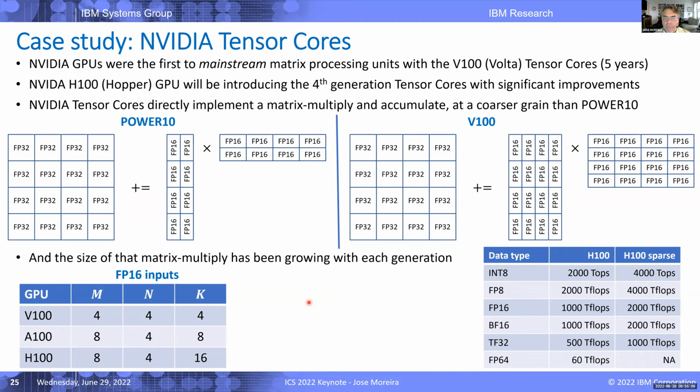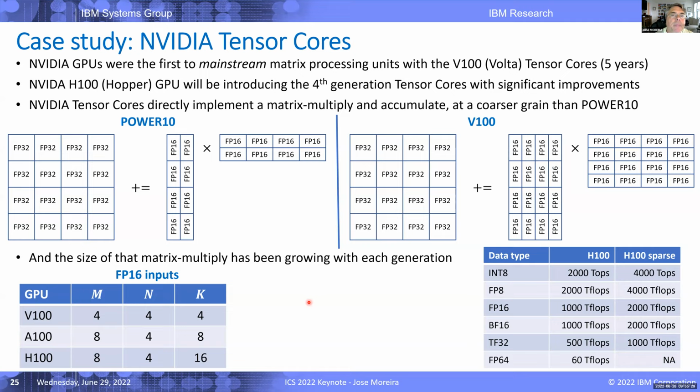So they've gone through multiple generations. They say the Hopper, which is the H100, will be the fourth generation. I couldn't figure out which one was the second or third, because I know the A100 also has one, and I think they call the A100 the third generation. So there must be something in between the V100 and the A100. But anyway, they've been doing this for a while.